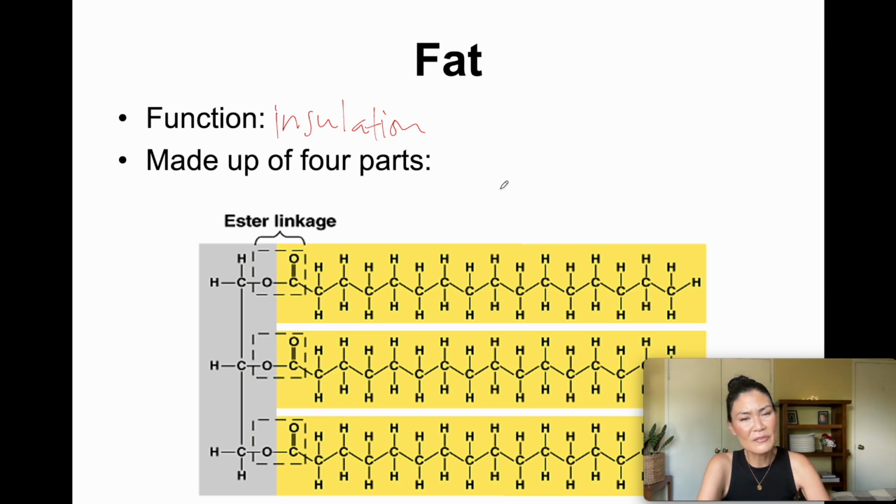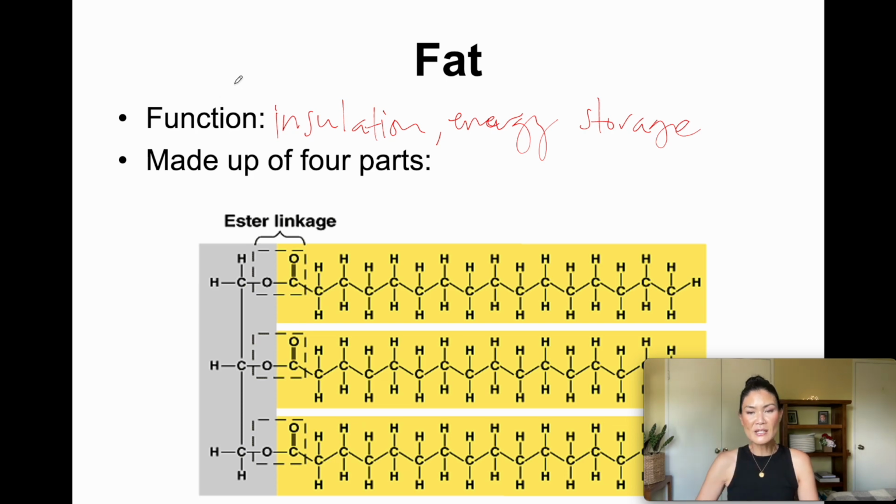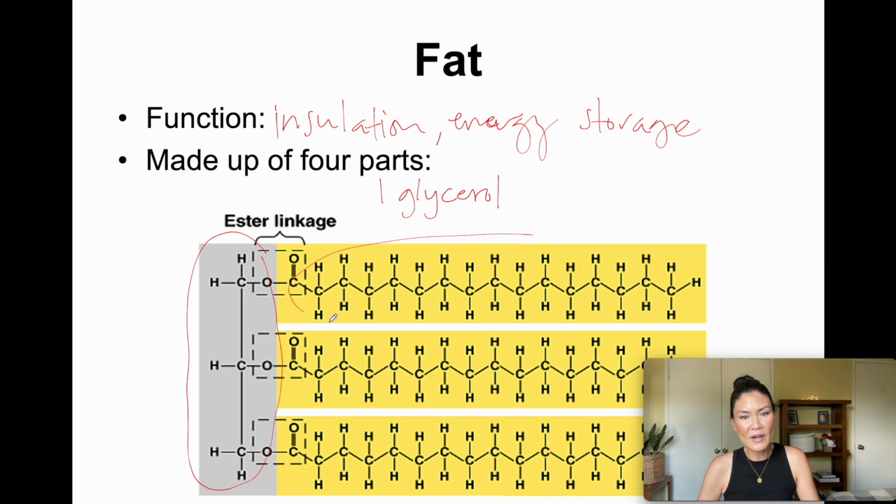Okay, and then think about a bear that's about to go into hibernation. They just eat a ton of food and they get really fat. They will build up their fat storage. And what is that for? Energy storage. Okay, so fat has a couple of purposes. One is for insulation, and then one is for energy storage. The fat molecule is made up of 4 parts. You have a glycerol. Okay, so 1 glycerol, and then 3 fatty acids.